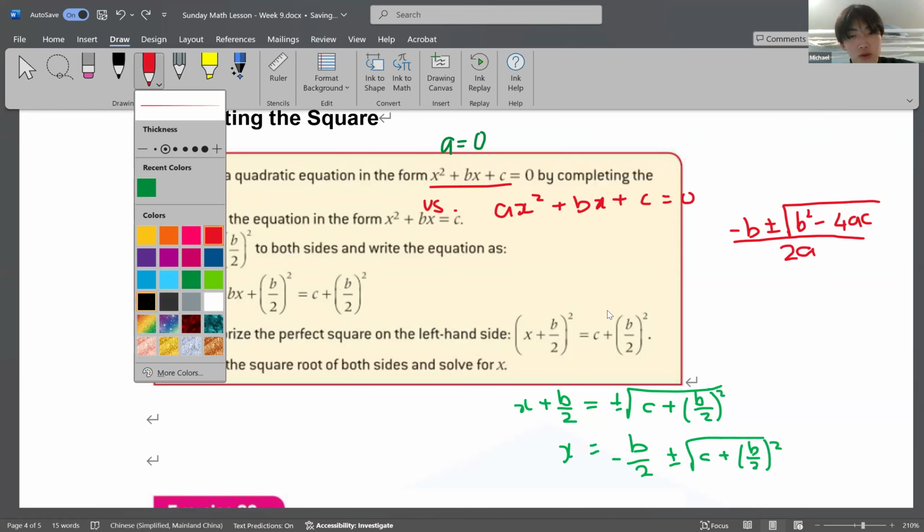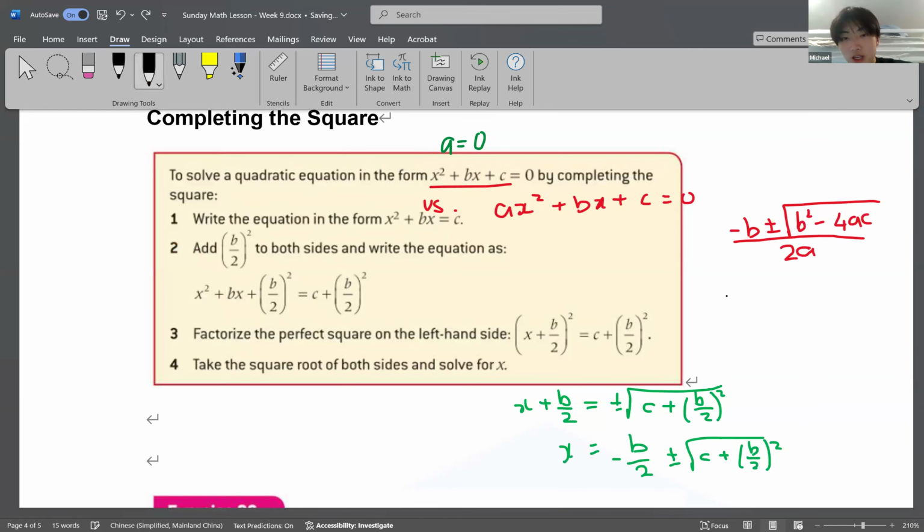All right, so if we substitute a equals 0, do we get the same equation? We should get the same equation, otherwise this is wrong, okay? So if we substitute a equals 0, we get negative b over 2. Okay, that looks right. Plus or minus this square root thing over 2, right? Okay? So here, the first term is the same. Is the second term the same? Can anyone tell me?